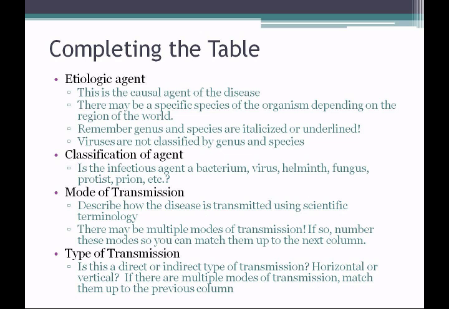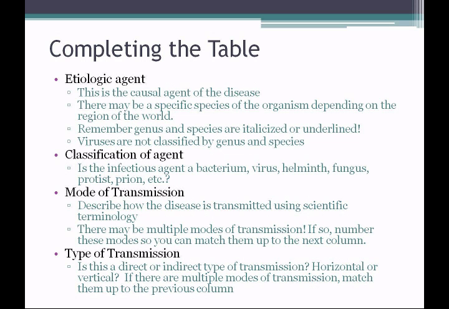Remember, you're going to be putting the genus and species, and remembering that the genus and species are going to be italicized or underlined if you're writing this out. Genus is capitalized, species is lowercase. Now, a word on viruses. Viruses are not classified by genus and species. You may find a family name for a virus. For example, the morbillivirus causes measles, but it's also called the measles virus.